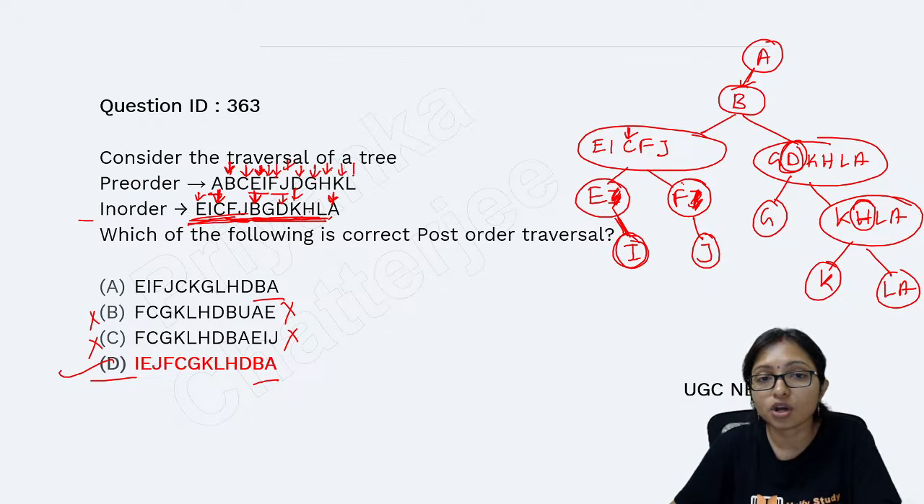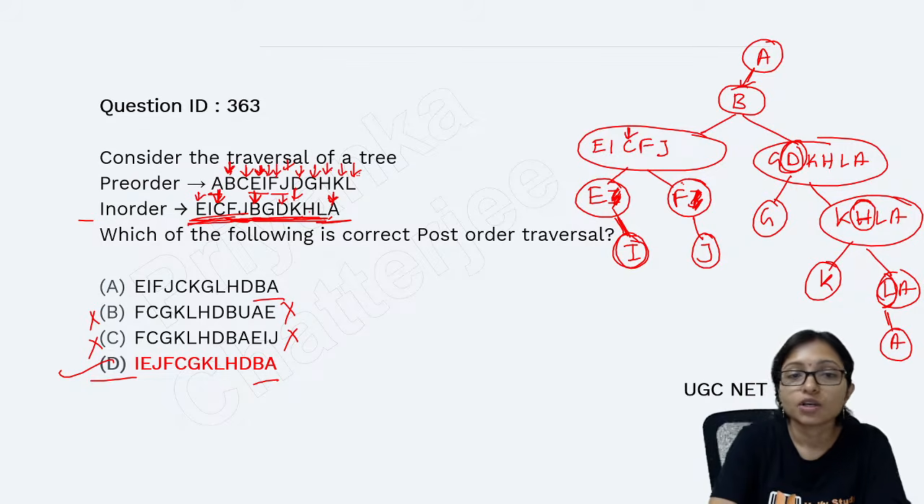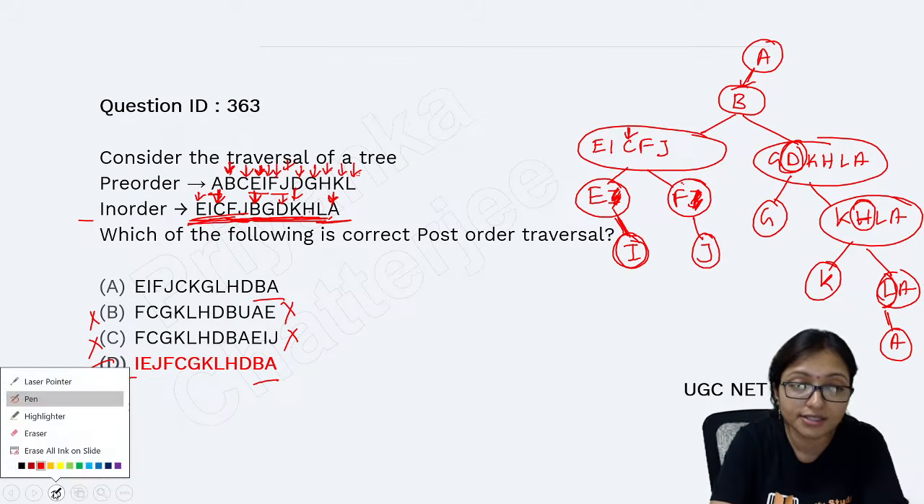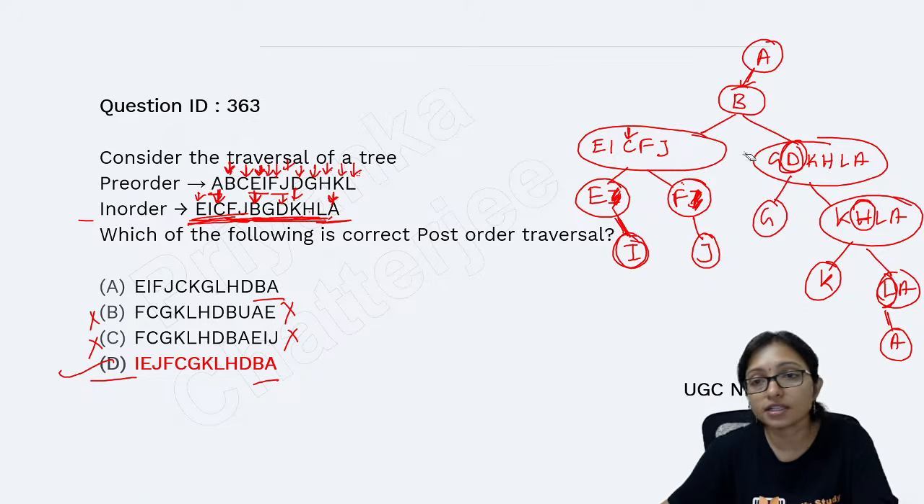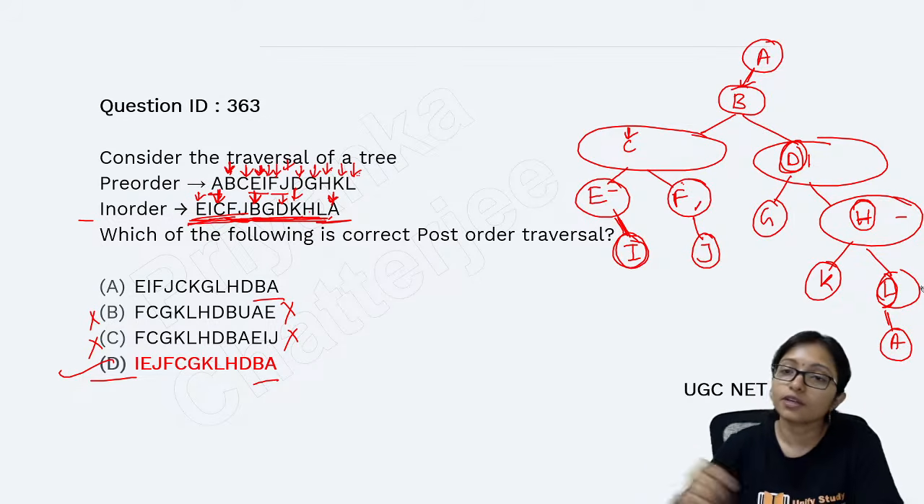After that, K is already done. Now L is your root, and A is the right child of L. So you got your tree, the drawing is done. After drawing the tree, you can erase all this because you got your tree. Now this is ultimately your tree.